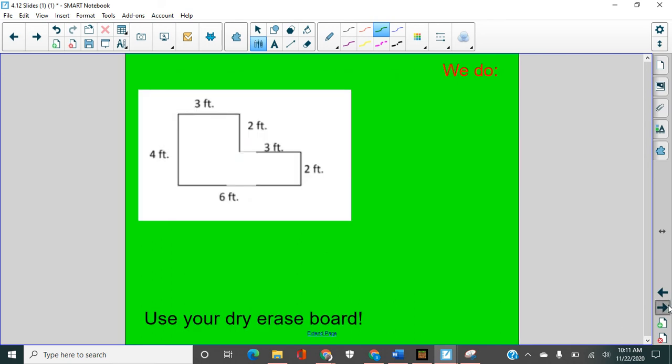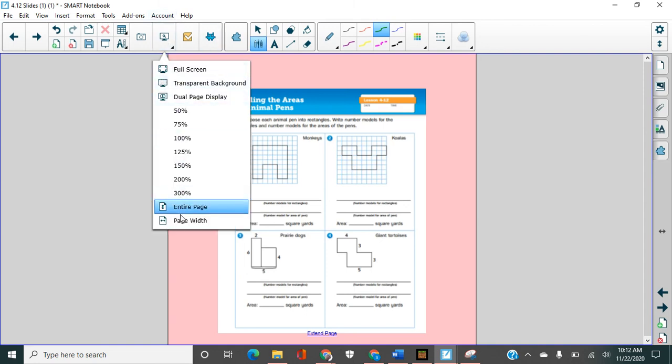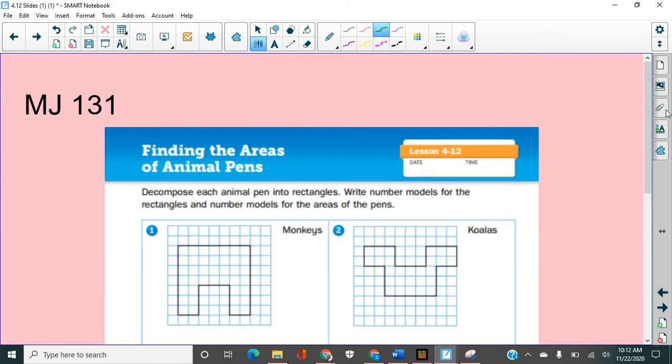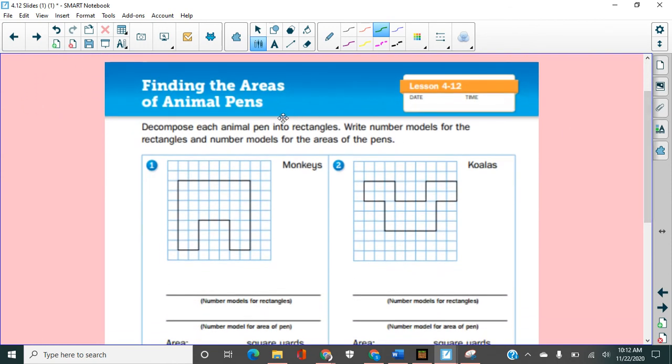All right. Let's look at what you're doing today. Today you have Math Journal page 131. Go ahead and open to that Math Journal page. Let's just do a little previewing here. We're decomposing into, they call them animal pens, into rectangles. Now, one thing that I notice here is that you're going to have 3 rectangles.